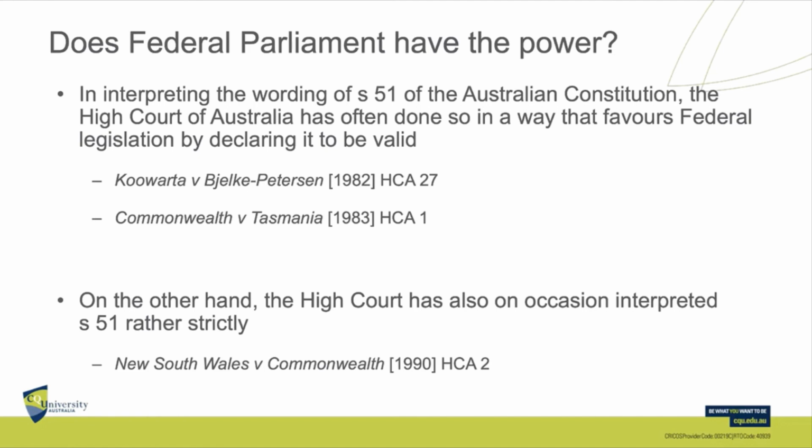Now, we can try and make sense of all of this by saying that an exercise of power is one thing, an exercise of an external affairs power is one thing, but an extension of power, as in the New South Wales case, is another. So whilst New South Wales looks like an extension, Koowarta looks more like an exercise of a foreign affairs power, an external affairs power.